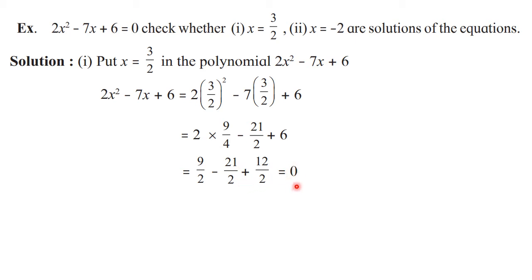So I got the answer 0, which is equal to the right hand side. So I can say that the left hand side is equal to the right hand side. Therefore, x is equal to 3 upon 2 is the solution of the equation. What you can observe is that nowhere is the right hand side written. Always take note of that: you only have to evaluate the left hand side and compare it with the right hand side. Got it? Now let us check the second value, that is x is equal to minus 2.